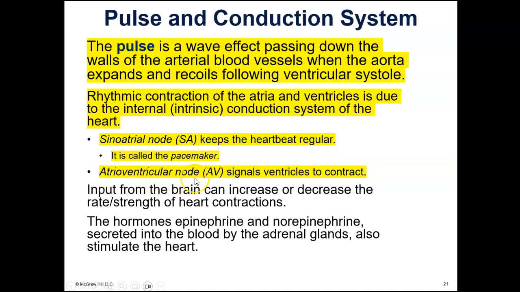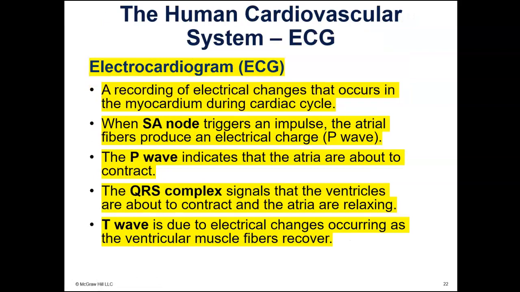And then the AV node is also in the right atrium, but it's a little bit further down from the SA node. The signals come from the SA node to the AV node, and then they will signal the ventricles to contract. But the pacemaker of the heart is the SA node.